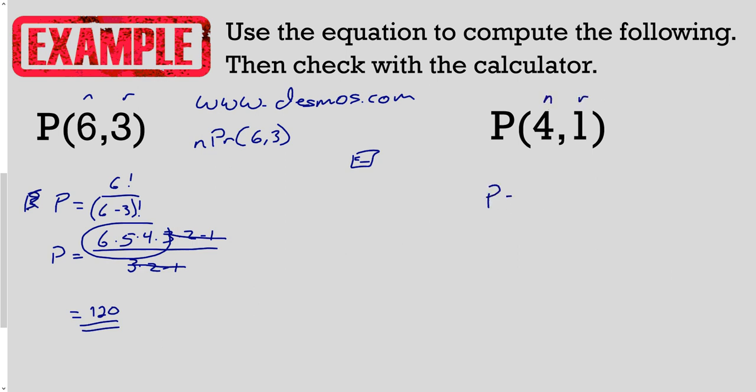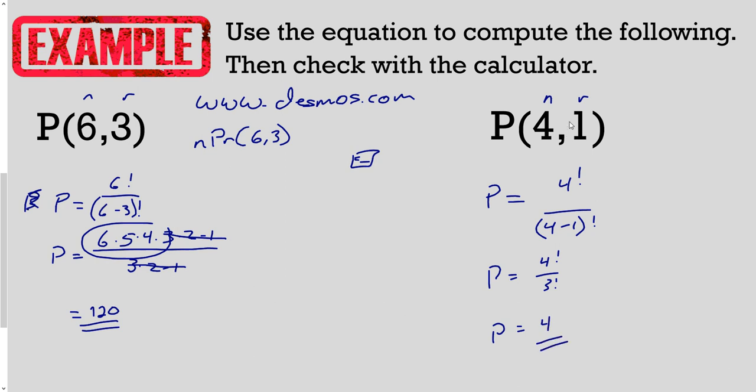So permutations are going to be 4 factorial over 4 minus 1 factorial. So that's going to be 4 factorial over 3 factorial, which, think about what this is going to be, 4, 3, 2, 1, and this will be 3, 2, 1. All that's left is just the 4. Okay. And that makes sense.